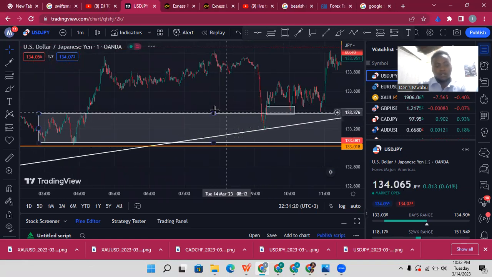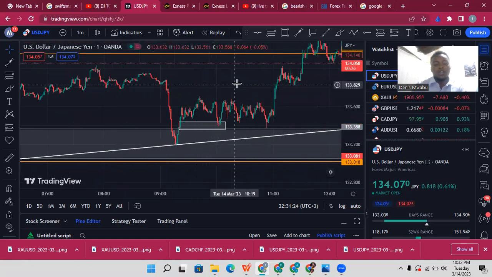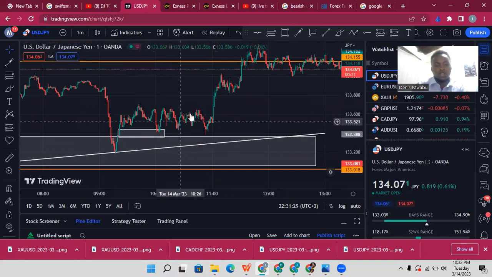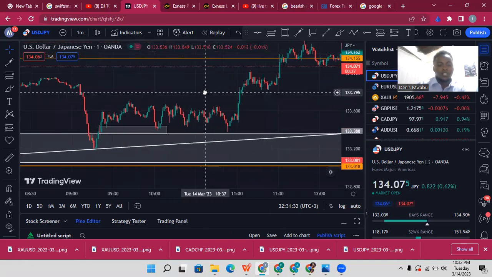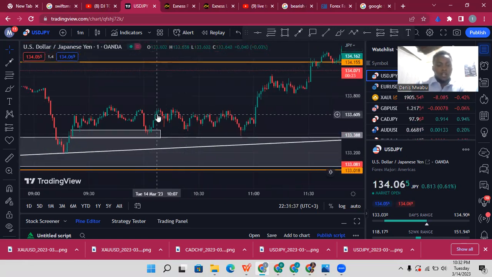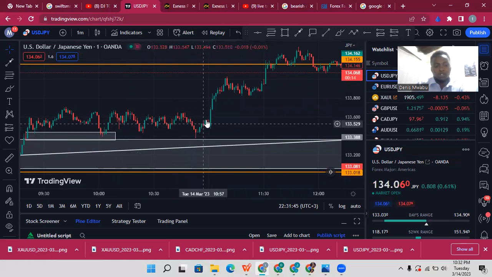It had touched our supply zone, bounced up, and started creating what we call order blocks, right? Order blocks. So immediately price did this. It created what we call accumulation, distribution, accumulation, small distribution, and then it had a pullback.